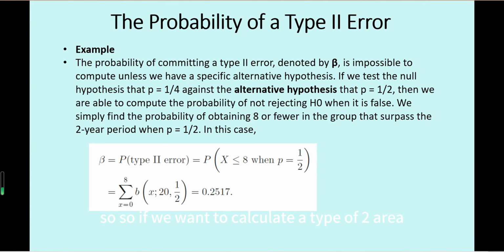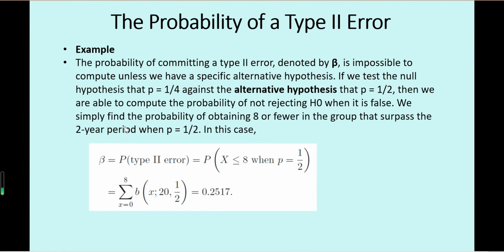So calculating the type 2 error is quite different from calculating the type 1 error. In calculating the type 1 error, knowing the information of H0 is enough, so we can calculate the type 1 error based on the random sample we get. But if we want to calculate the type 2 error, we have to know the H1 level, the alternative hypothesis, which means if the alternative hypothesis is true, then what is the probability of not rejecting H0? So this is the calculation of type 2 error.